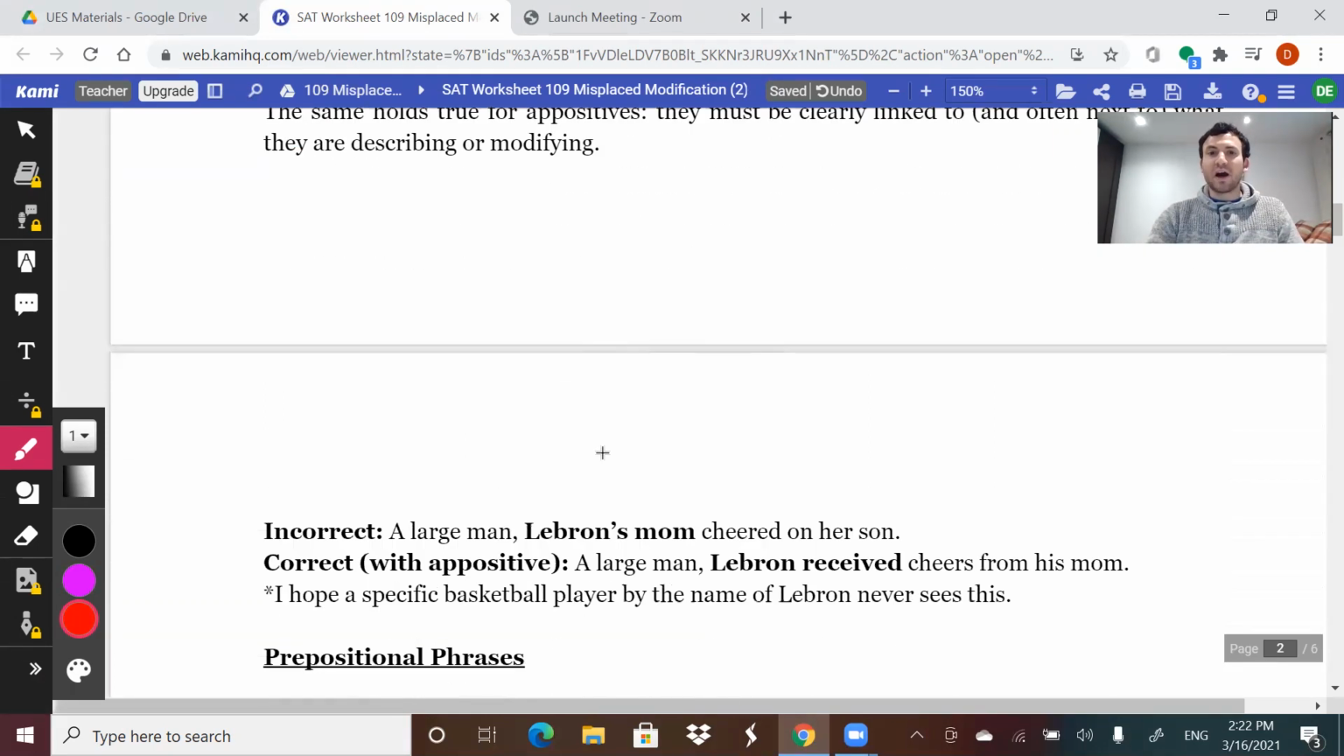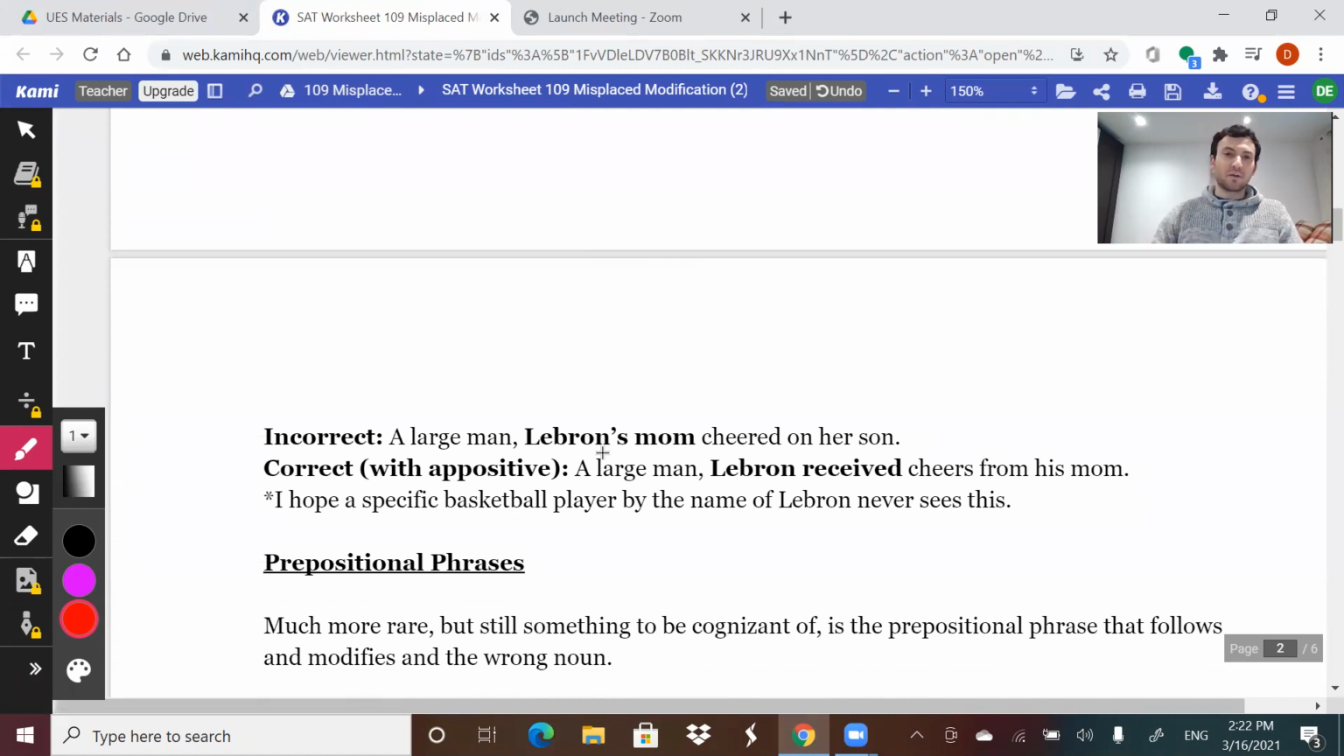An appositive follows a similar type of setup if you have it at the beginning of the sentence. We have a large man. An appositive, by the way, is just an a, an, or the statement. It's a phrase that modifies a noun that follows. So: a large man, LeBron's mom cheered on her son. So as we know, a mom is not a large man. Instead: a large man, LeBron received cheers from his mom. So we just have to make sure that whatever follows the comma is actually the thing being described.